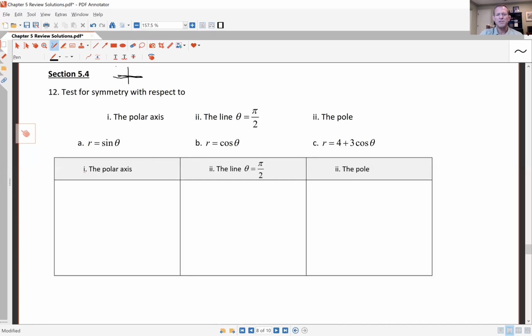To test for symmetry about the polar axis, that would mean if you had some kind of graph, if a point was here, then the point would also be here. And so that amounts to taking theta and changing it to negative theta to see if the equation remains the same.